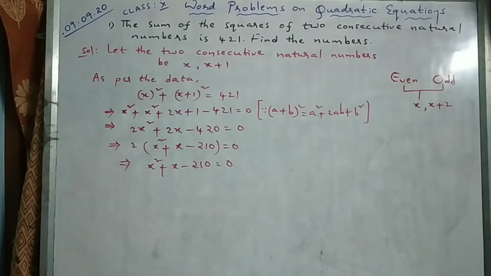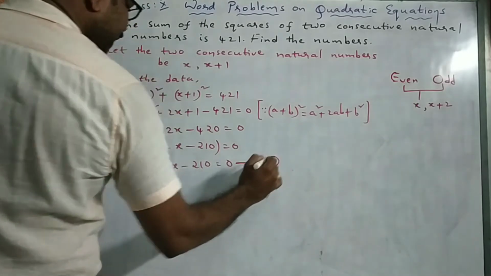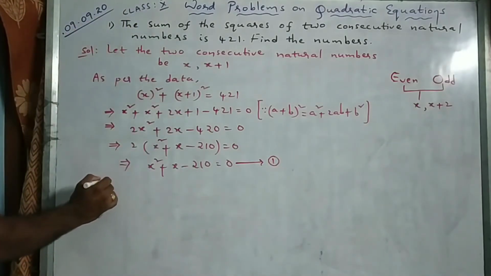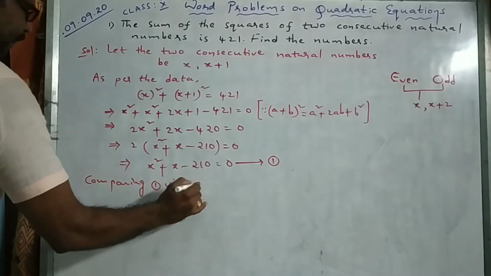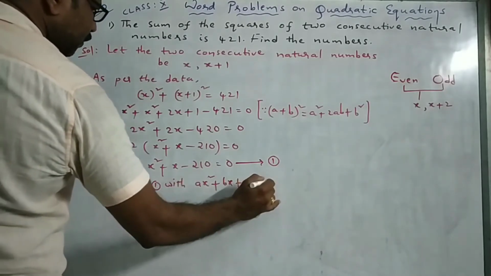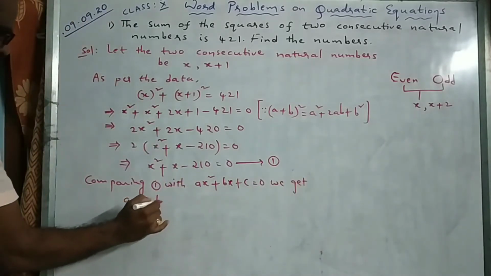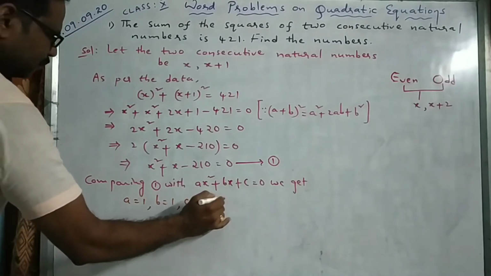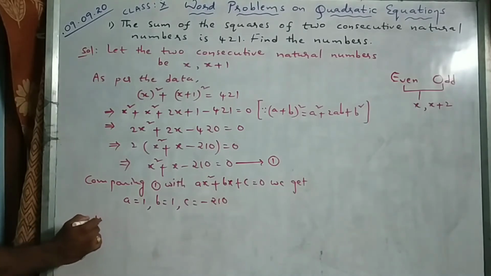Now I am going to use the quadratic formula, or factorization by splitting the middle term also we can do it. I am using the quadratic formula so that it will be remembered by you. Comparing this with ax square plus bx plus c is equal to 0, what is the value of a here? 1. b value 1. c value how much? Minus 210.